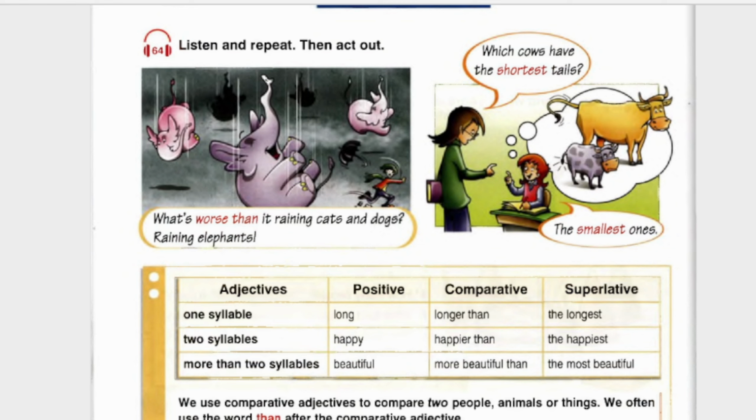What's worse than raining cats and dogs? Raining elephants. Which cows have the shortest tails? The smallest ones.